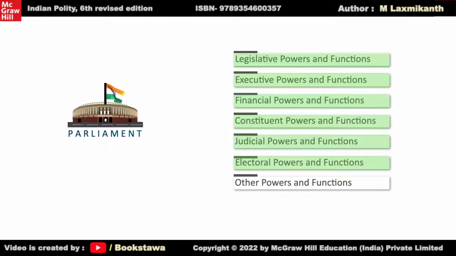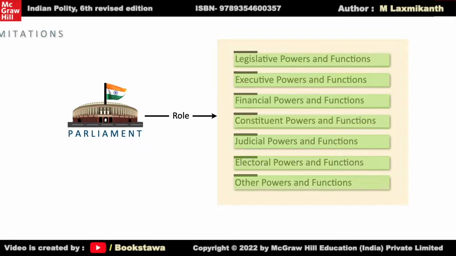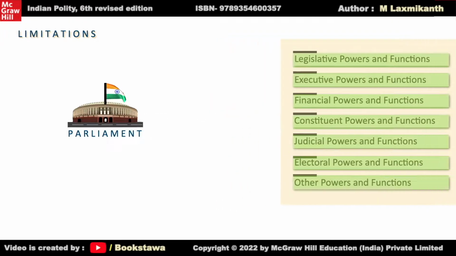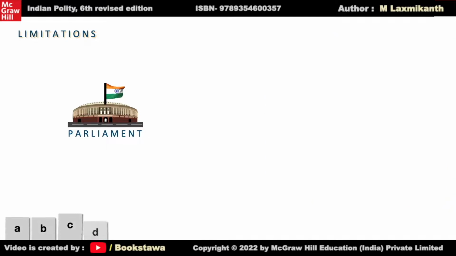For example, it approves all the three types of emergencies proclaimed by the President, that is national, state and financial. But parliamentary control over government and administration in India is more theoretical than practical. It has some limitations which we need to discuss along with the factors responsible for it. So let's look at these factors one by one.